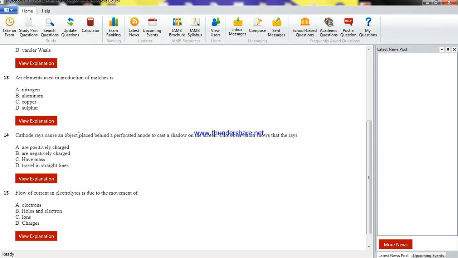Okay, the next question says cathode rays cause an object placed behind a perforated anode to cast a shadow on the screen. The observation shows that cathode ray is... Now for something to cast a shadow, it must travel in a straight line. The answer is D. You understand? The cathode ray travels in a straight line. In physics, this is called rectilinear propagation of light.